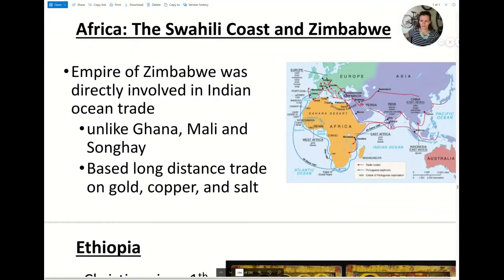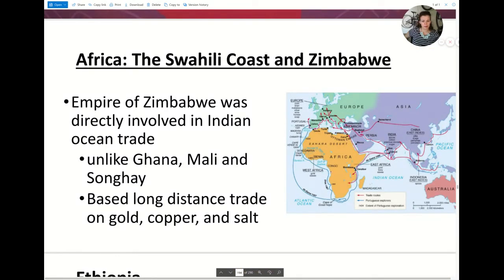So, I said some of these things, but let's look at the map. So here is Zimbabwe, located right over here. You see that they are going to be doing business. What this map really demonstrates is some of our European traders, as well as, I want you to focus more on these red lines, right? These trade routes that were already in existence.